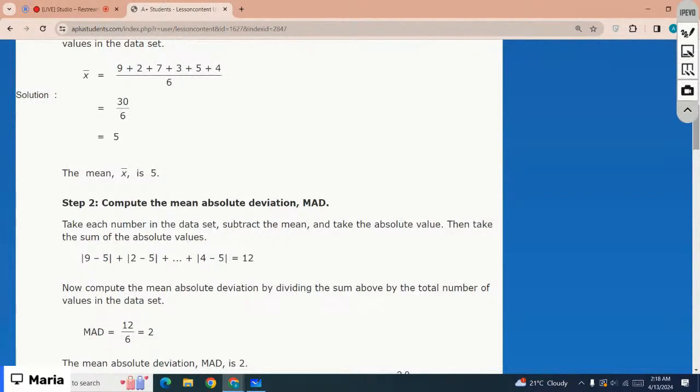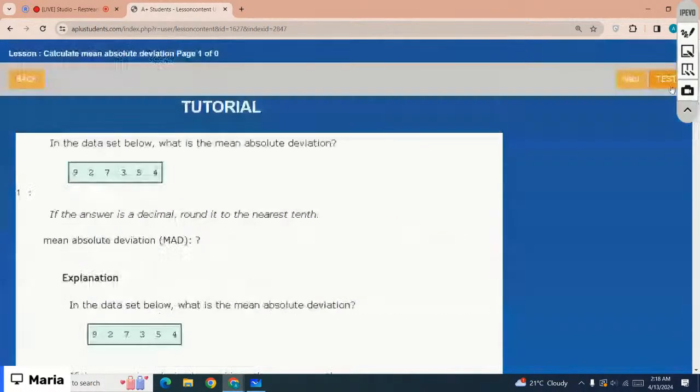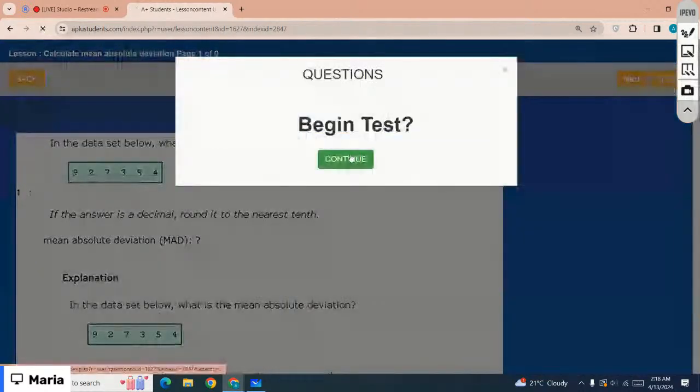Let's just start with the test questions. If they are already solved, you can have a look at them later, right? Let's just start with the test questions. Okay.